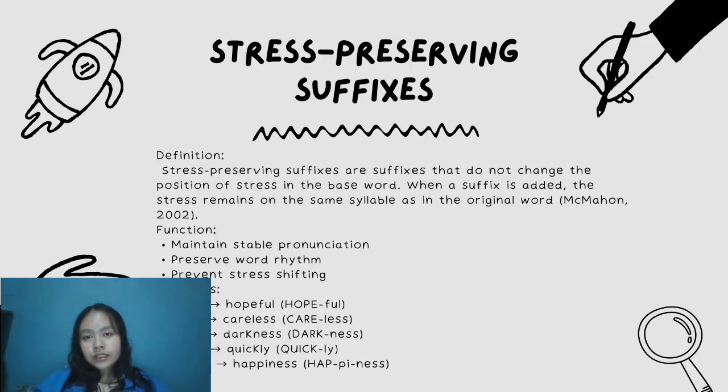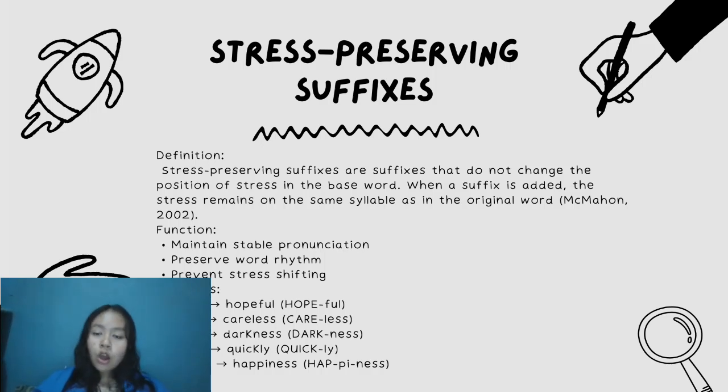Next, I will explain stress-preserving suffixes. According to McMahon, 2002, a stress-preserving suffix is a suffix that does not change the location of stress in the base word. When the suffix is added, the stress remains on the same syllable as in the original word. These suffixes help maintain stable pronunciation, preserve word rhythm, and prevent stress shifting.